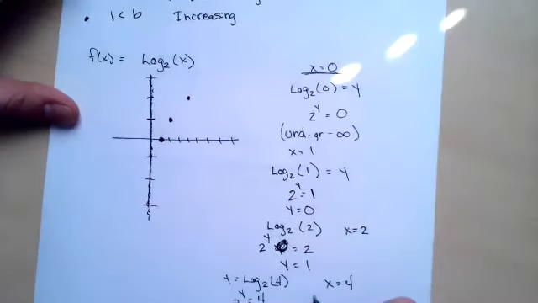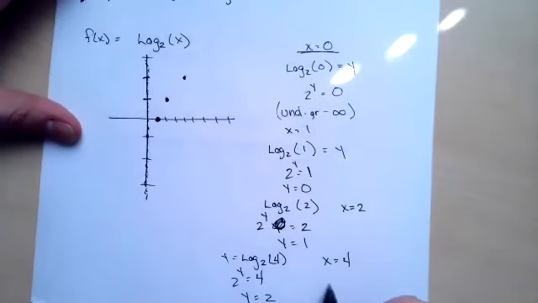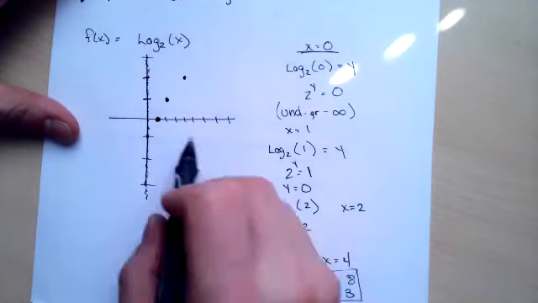The last one, I'll leave you to check on your own. We should have the point 8, and our y will be 3, because 2 cubed is 8.